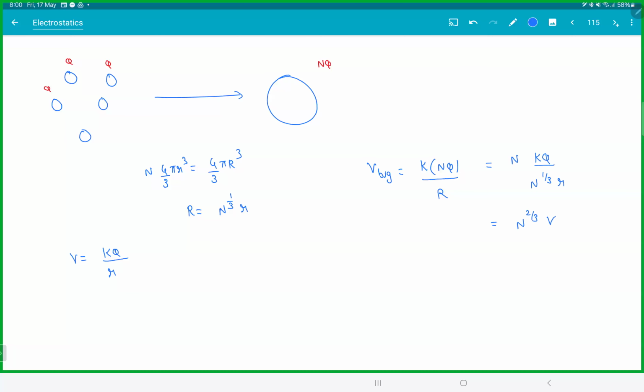In surface tension, such a thing was not there. In surface tension, S into the change in surface area, S was the same. Here the charge is messed up. When you combine n drops, charge will be nq. And the volume is conserved. You have to use both the concepts. Clear?